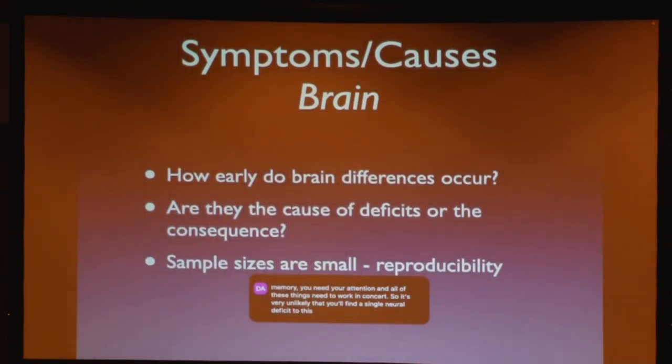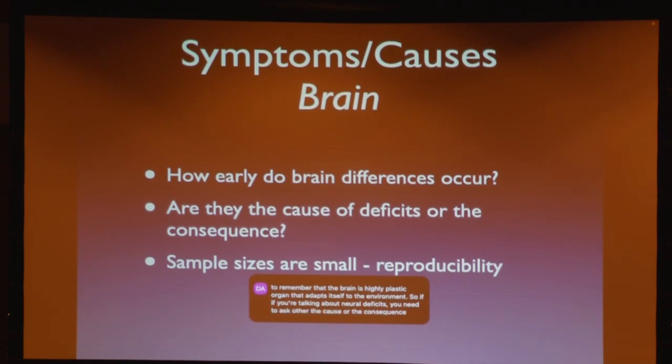The other issue with when you look at neuroscientific data and when somebody enthusiastically shares with you brain imaging data, you need to ask, well, how early do you see those difficulties? Because you have to remember that the brain is a highly plastic organ that adapts itself to the environment. So if you're talking about neural deficits, you need to ask, are they the cause or the consequence?